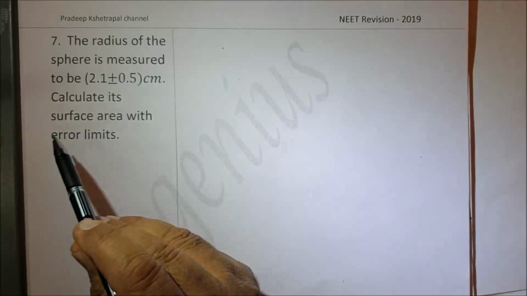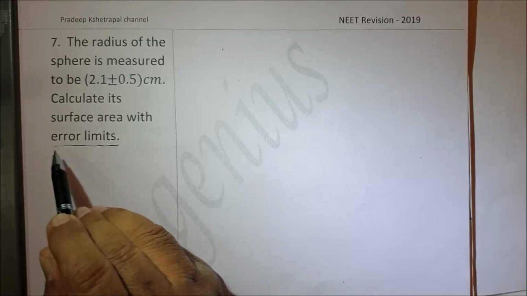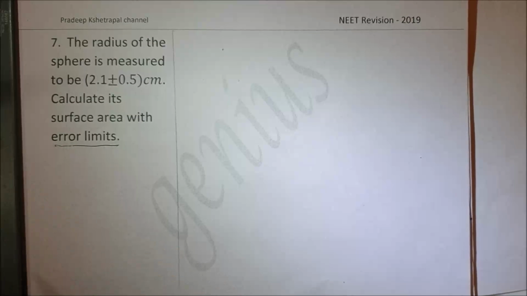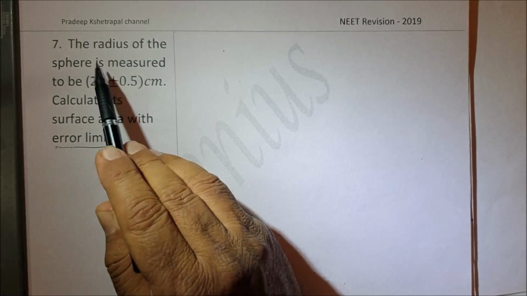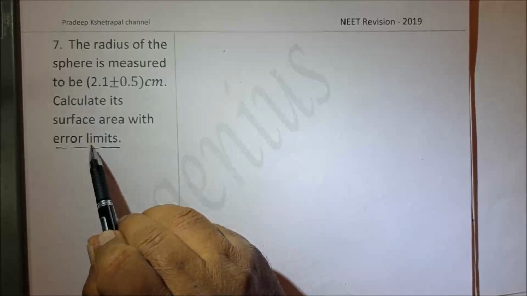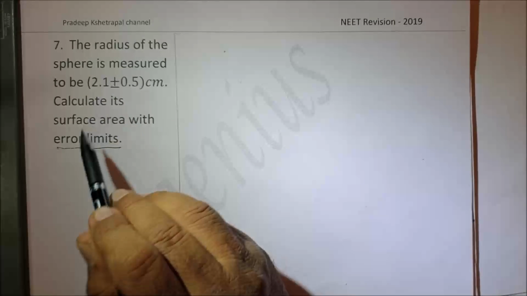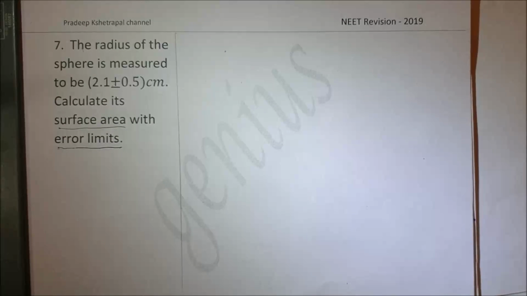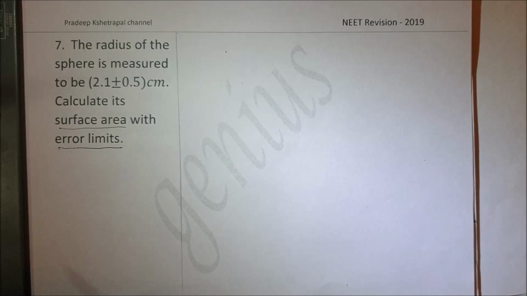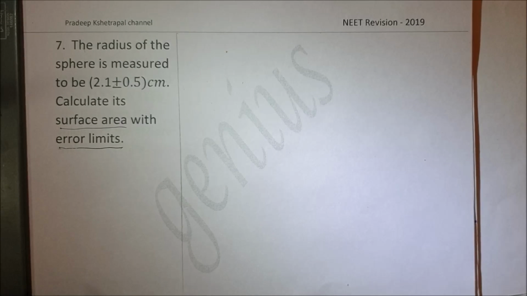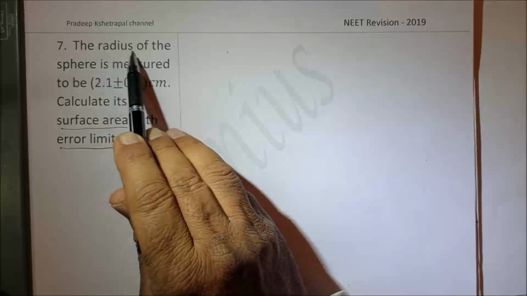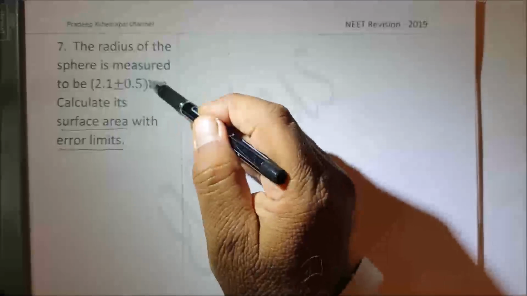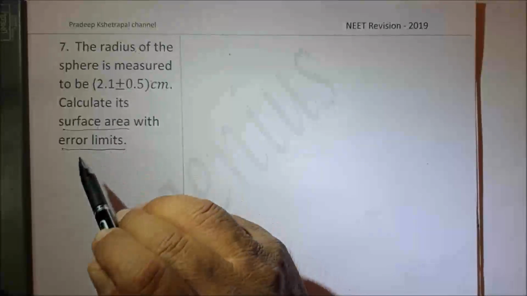Calculate its surface area with error limits. That means it's a question of finding the errors. Now the radius is given, but the errors are not to be found in the radius, they are to be found in the surface area. So the first thing is, we must be able to find the surface area in terms of radius, because radius is the given quantity and surface area is to be found out.